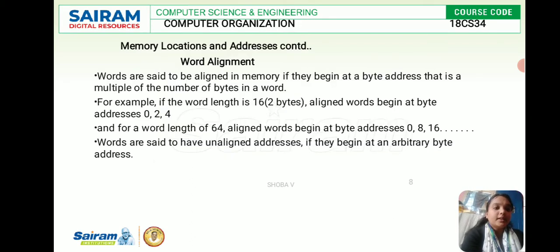Now word alignment. Words are said to be aligned in memory if they begin at a byte address that is a multiple of the number of bytes in a word. For example, if the word length is 16 bits, that is 2 bytes, aligned words begin at byte addresses 0, 2 and 4. For a word length of 64 bits, aligned words begin at byte addresses 0, 8 and 16. Words are said to have unaligned addresses if they begin at an arbitrary byte address. This is the word alignment state.